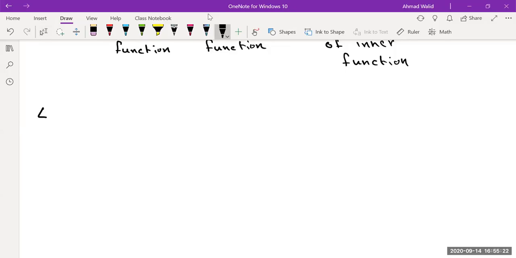Example number 1. For example, they are asking you, find the derivative of f of x equals the square root of x squared plus 1.